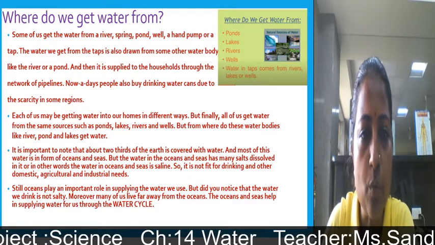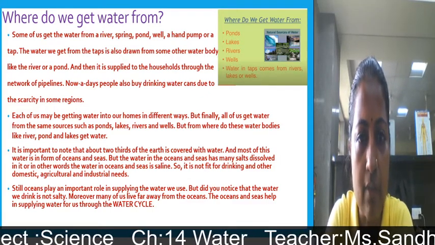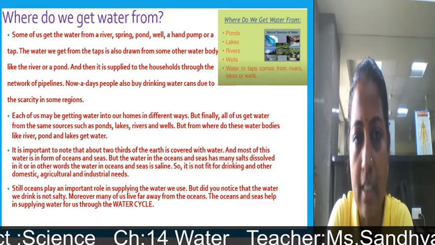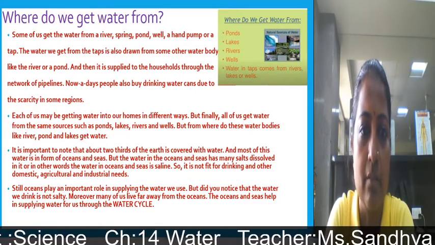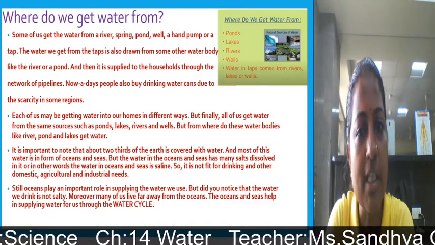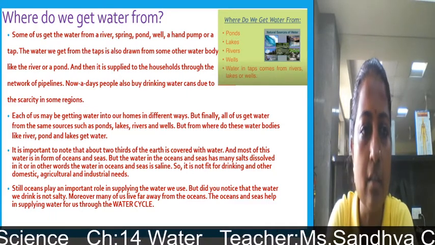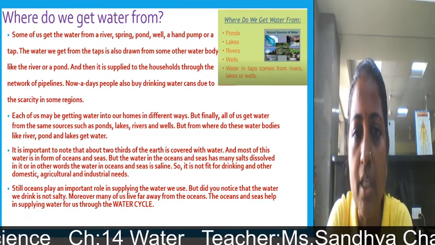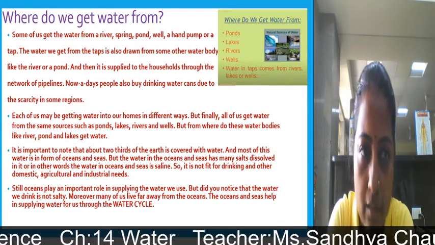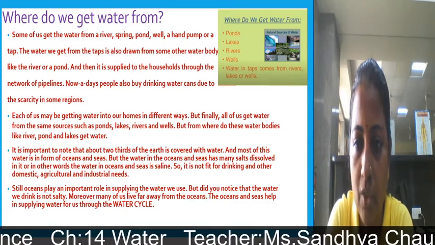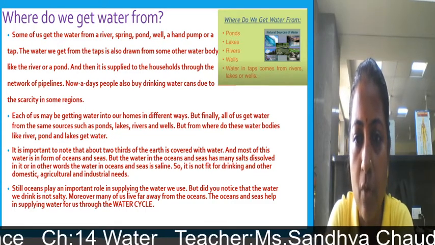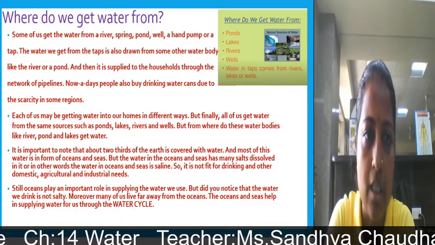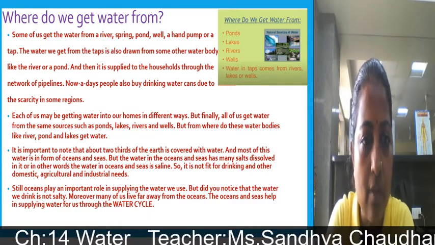It is important to note that about 2/3 of the earth is covered with water, and most of this water is in the form of oceans and seas. But the water in the oceans and seas has many salts dissolved in it, in other words, the water in oceans and seas is saline. So it is not fit for drinking and other domestic uses. Domestic means generally we are using it for our daily life, washing utensils, clothes like this. And agriculture and industrial needs.